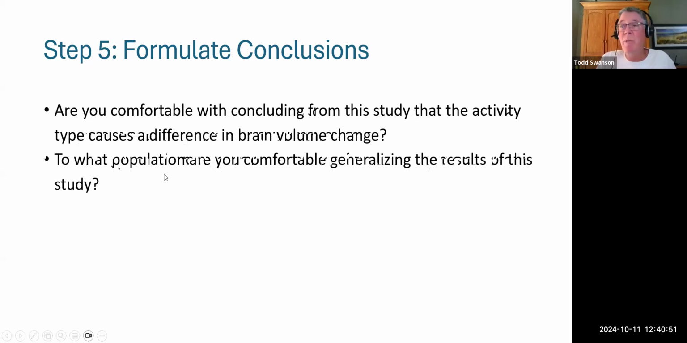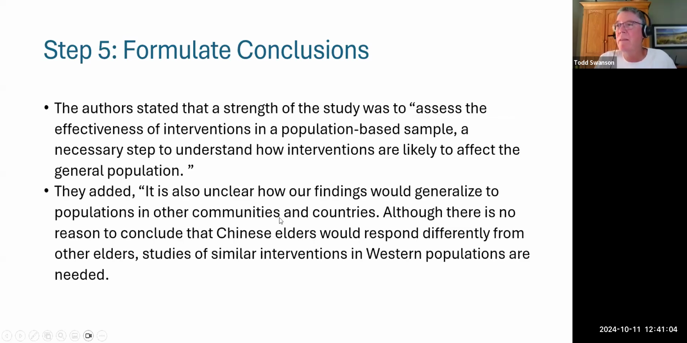Typically with randomized experiments, the population's kind of hard because they're all volunteers. They're all students in some psych class for extra credit or some crazy thing like that. But this started out as a random sample. So I thought we'd go back and look at what the author said. So first of all, just on the strength of evidence, the author said, to assess effectiveness of interventions in a population-based sample, a necessary step is to understand how the interventions are likely to affect the general population. So they're talking about this population-based sample.